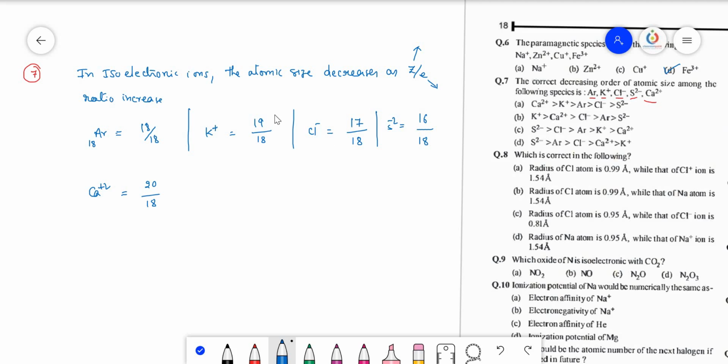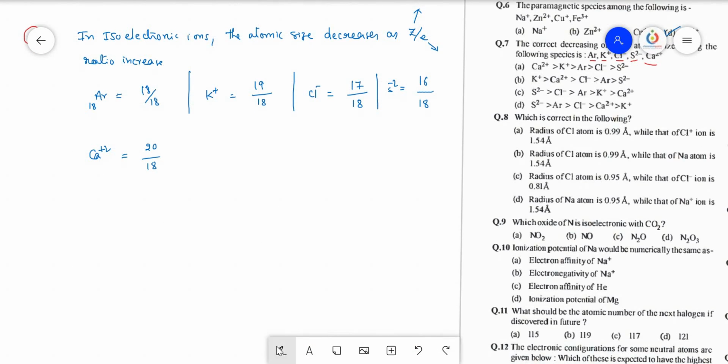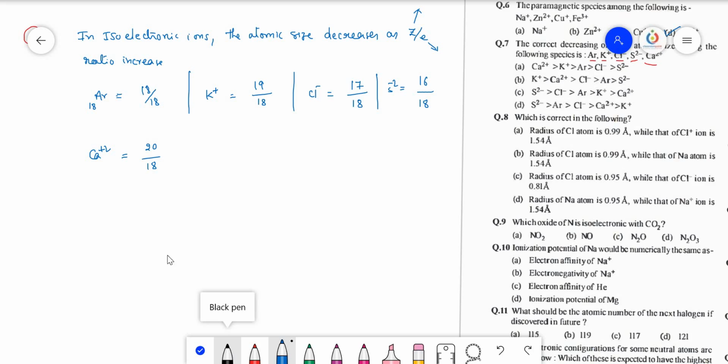So this is the way we can identify which is more in size, which is less in size, just by doing the calculation. But out of this, without doing this calculation also, you can simply answer the question that these are all isoelectronic species. So among the isoelectronic species, when positive charge increases, size decreases. When the negative charge increases, size increases. So that's a simple thing.